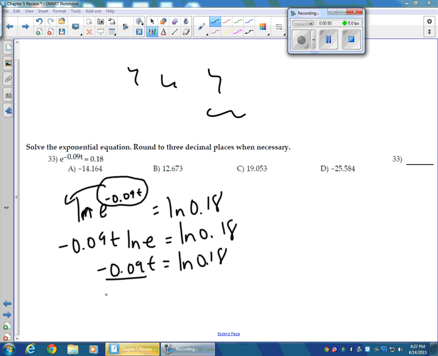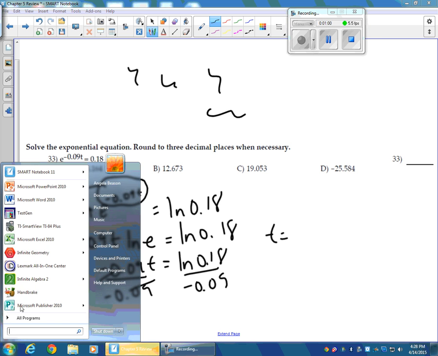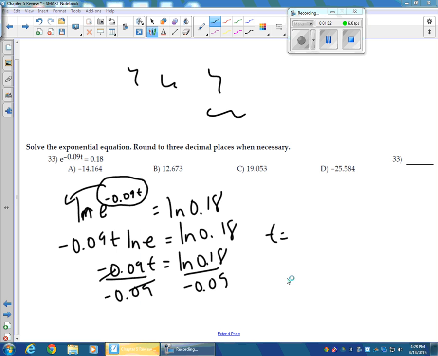Solve for t, you're going to divide. When I divide, this cancels, and I get t is equal to, and then I can divide this on the calculator, which of course now that I restarted my computer, I don't have a calculator.